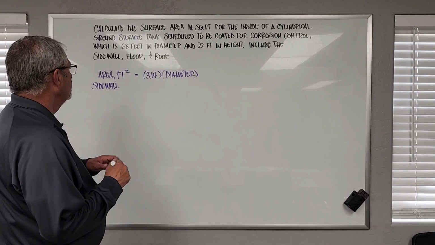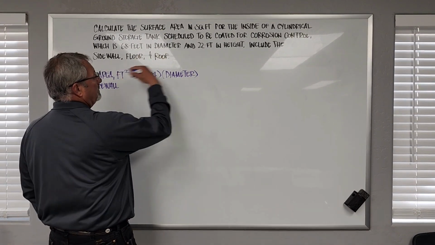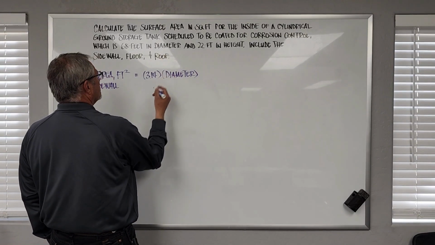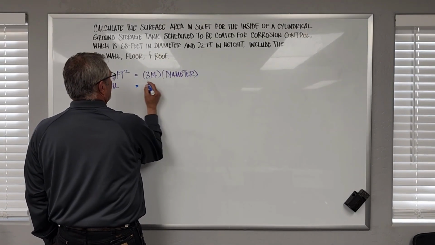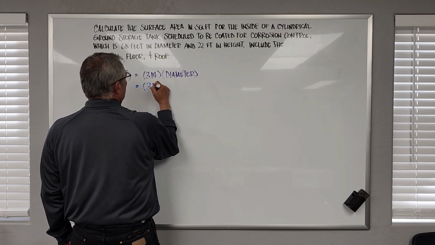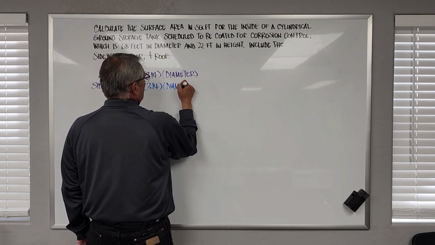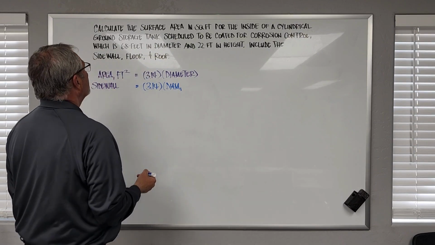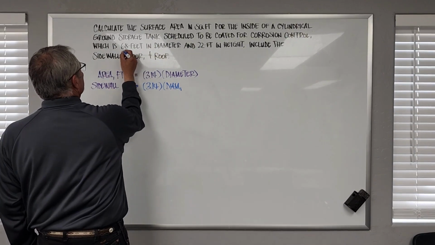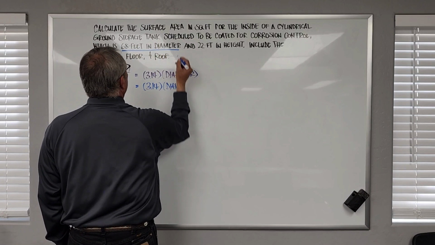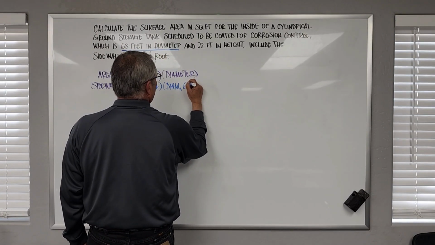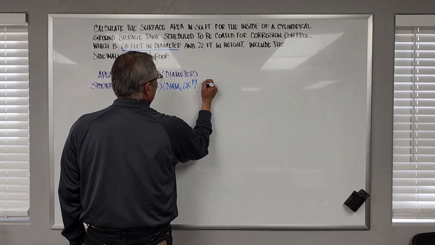So what I'm going to do is rewrite this using the information that I have available to me in the question. The formula is 3.14 times diameter. And we can see that the diameter is 68 feet. I'm going to write that as 68 feet over 1.